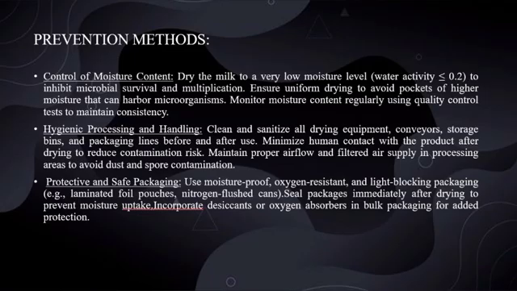This microbial spoilage can be prevented by controlling the moisture content of the milk. The milk is dried to a very low moisture level with water activity less than or equal to 0.2% to inhibit the microbial growth. Uniform drying is ensured to avoid pockets of high moisture content. Monitor the moisture content regularly using a quality control test to maintain consistency.